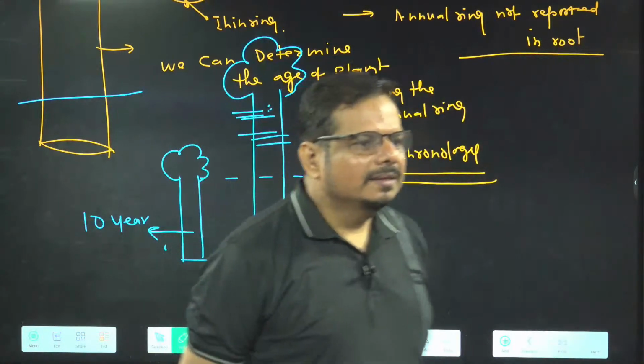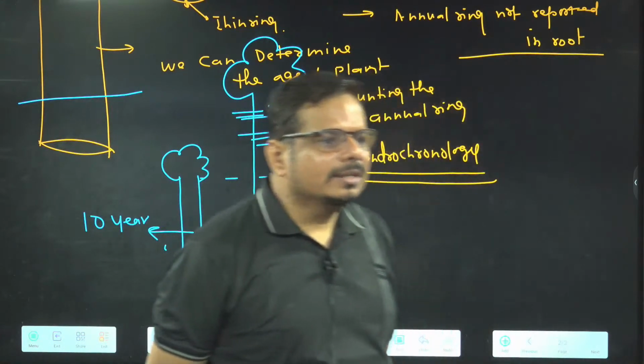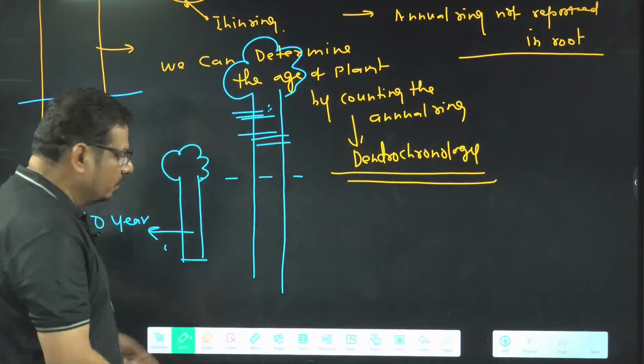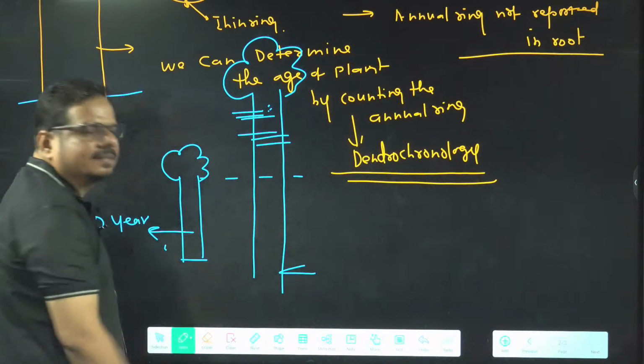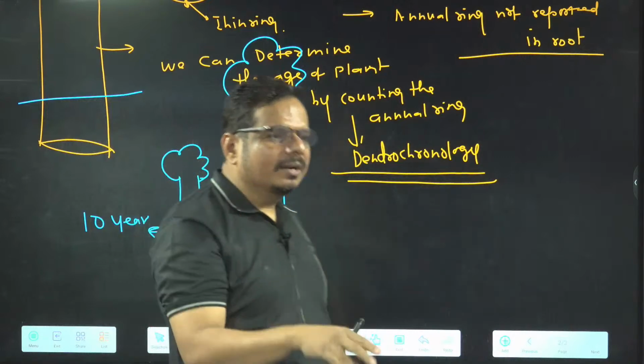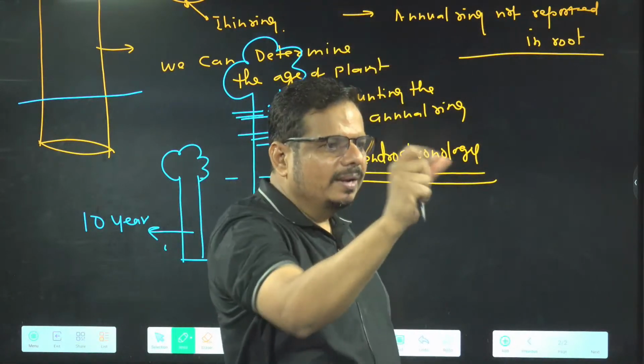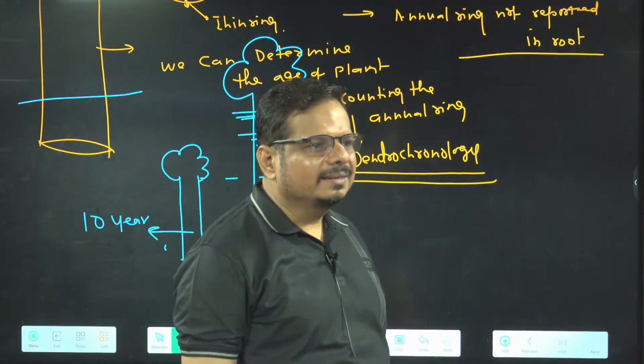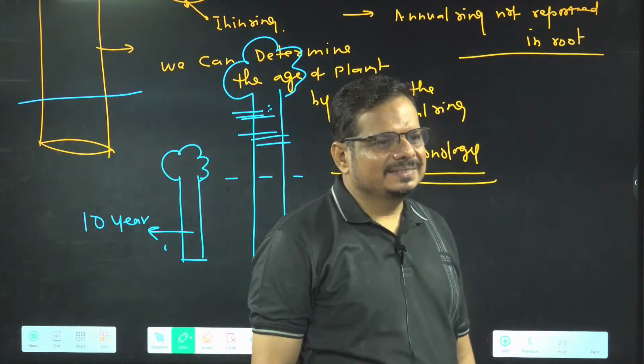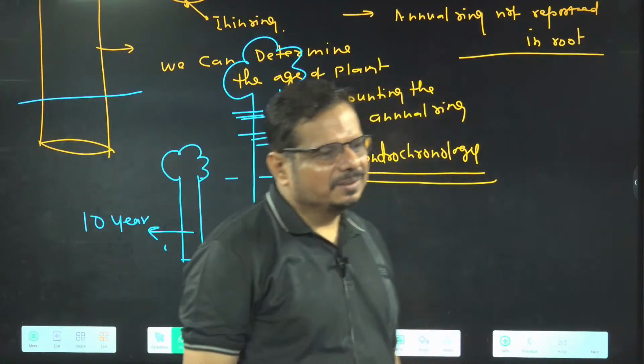So we calculate age based on the stem. Where do we cut the stem? Just at the base. If you cut at the base, you get more rings. If you cut at the tip, you will find the number of rings is relatively less. Is it clear? Yeah, all right.